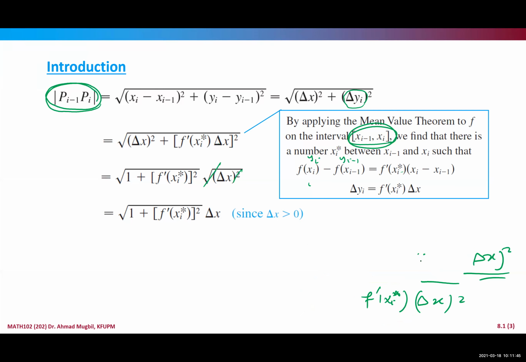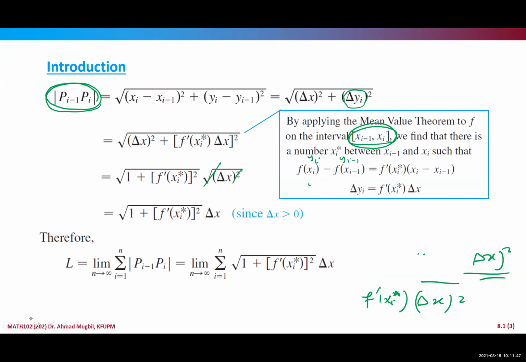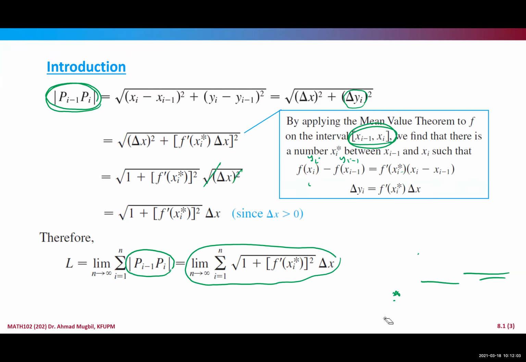Now this is for one segment. We can now make it for n. So now this is the length of the typical line segment. This is what we obtained. Now we will sum it up and then take the limit. If you look at this, do you remember the definition of the definite integral, ya shabab? What is this?